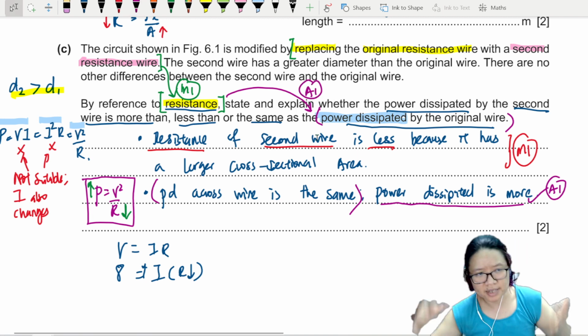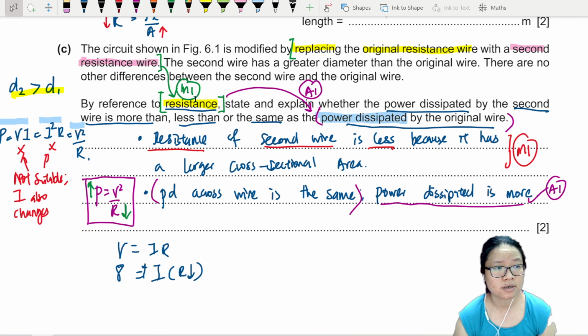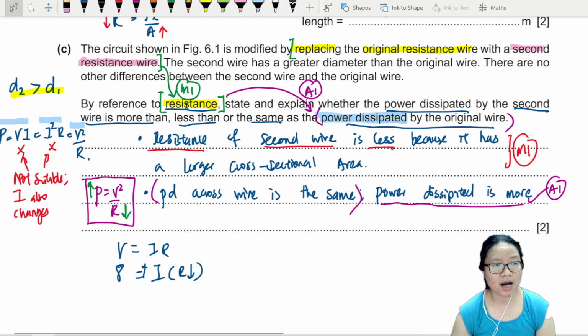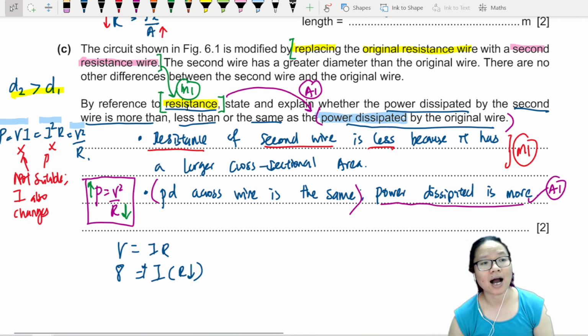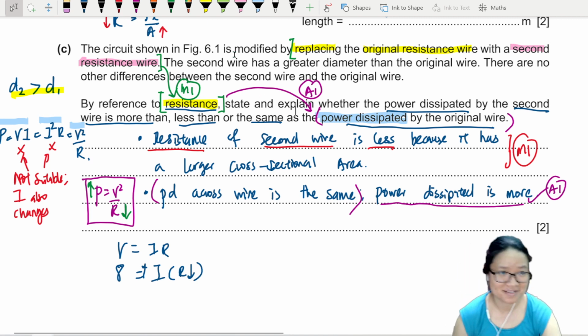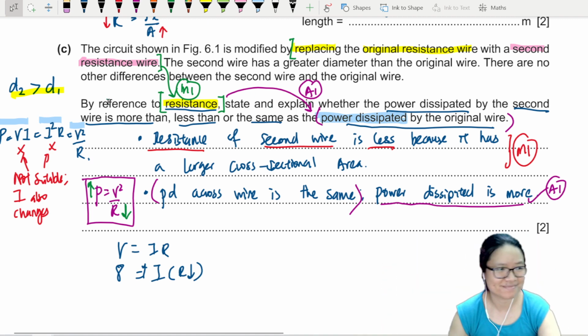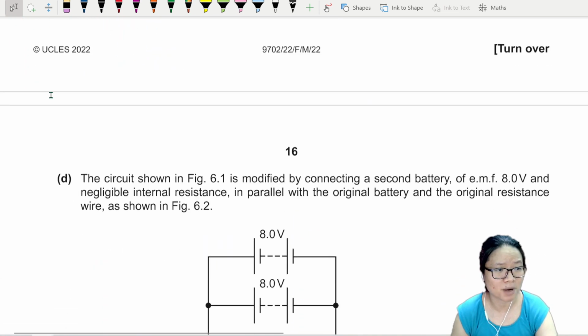So don't just sit there and stare at the question. Think a bit. The question always tries to help you answer. The question will always try to direct your explanation. Your job is to fill in the blanks. How is resistance related to the change in diameter? Your job is the arrow, how to connect the dots. And then, how is the change in resistance related to the power? That is your job. Okay? The question will always tell you, these are 3 points. Please help us connect them. That's part C. Okay, let's move on to part D.